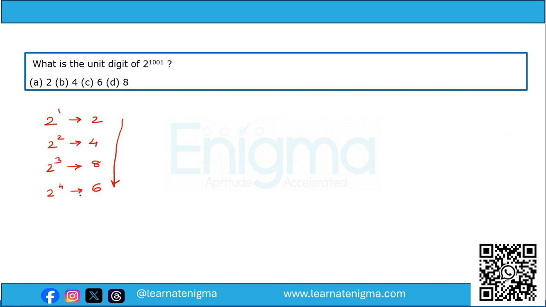So therefore, what we have to do is divide the power here, 1001, by 4 and find out the remainder. The remainder in this case comes out to be 1. Now, depending on what remainder there is, the units digit is defined. So if the remainder is 1, like in this case, the units digit will be 2. So the answer will be option A.